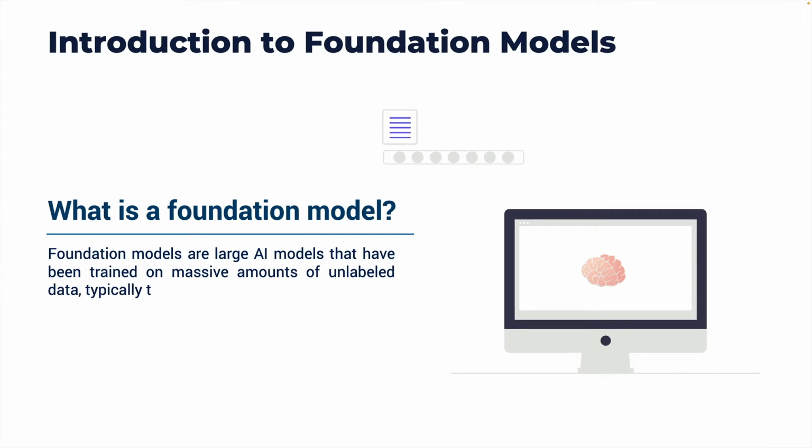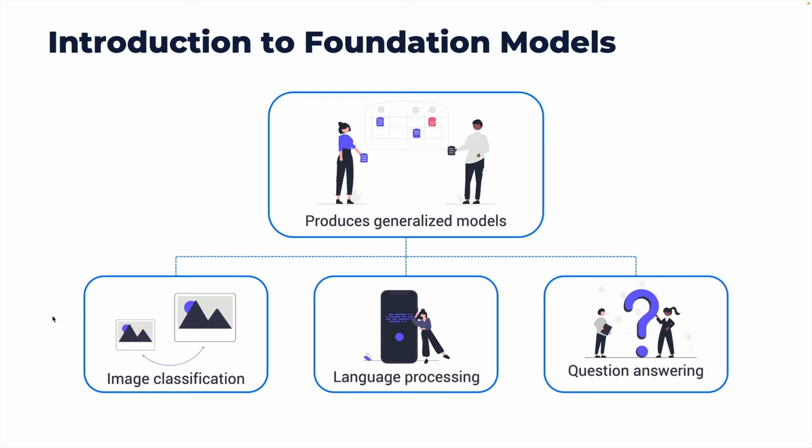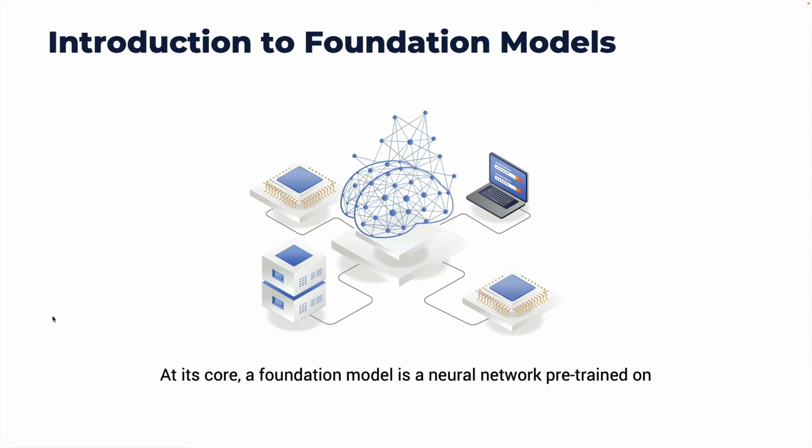Foundation models are large AI models that have been trained on massive amounts of unlabeled data, typically through a technique called self-supervised learning. This process produces generalized models capable of performing a wide range of tasks with remarkable accuracy. Now, these tasks typically include image classification, natural language processing, and question answering. At its core, a foundation model is a neural network pre-trained on large corpora, absorbing vast amounts of information. Unlike traditional models that are trained from scratch for specific tasks, foundation models follow a layered approach.